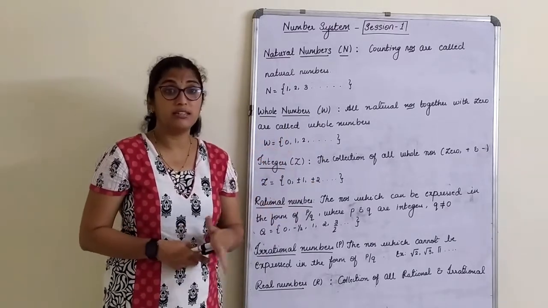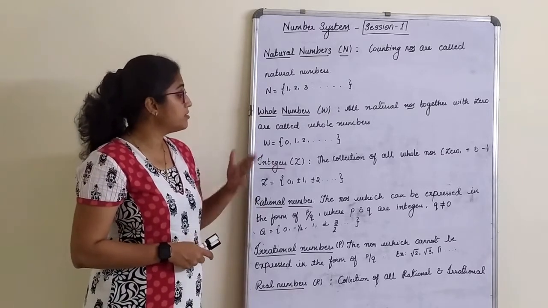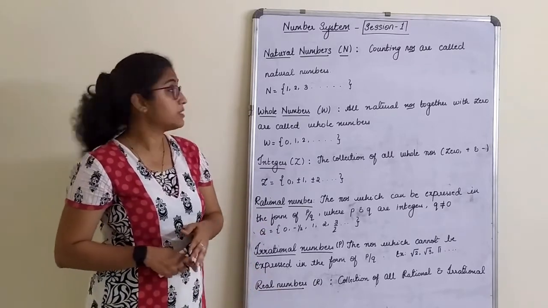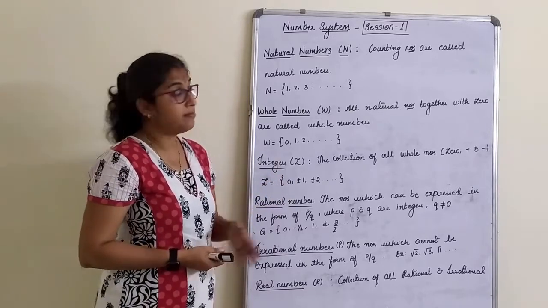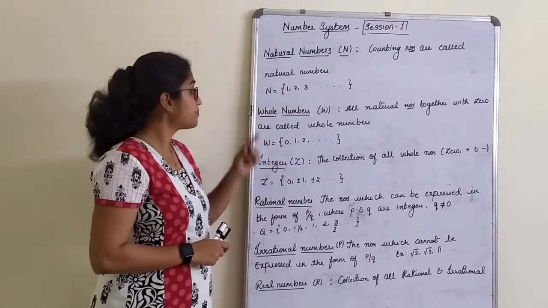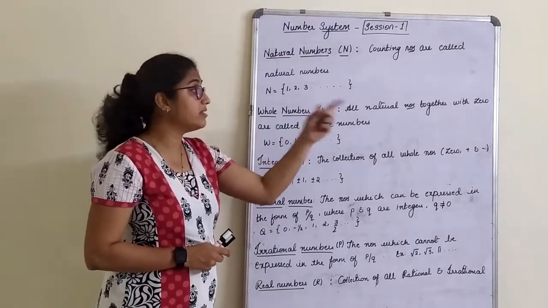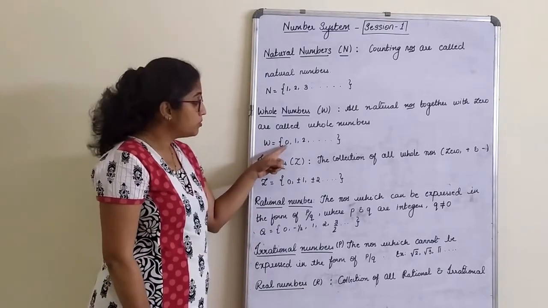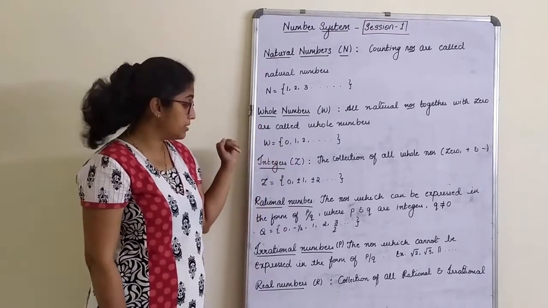Before we actually start the chapter, let us understand a few terms of this lesson: what are natural numbers, whole numbers, integers, rational numbers, irrational numbers and real numbers. Natural numbers, as you all know, are all counting numbers, denoted by capital letter N: 1, 2, 3 and so on. Whole numbers are all natural numbers together with 0, denoted by capital letter W.